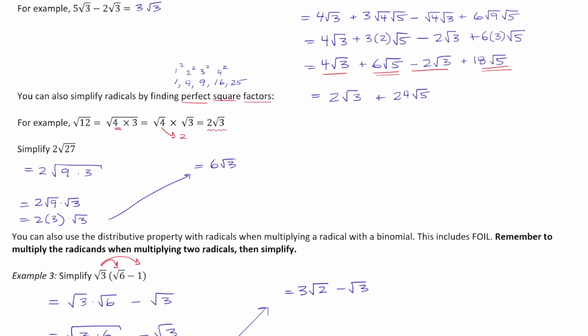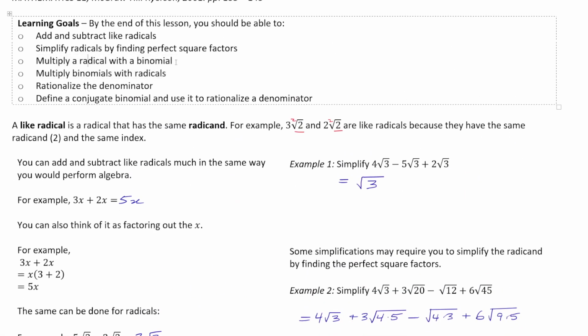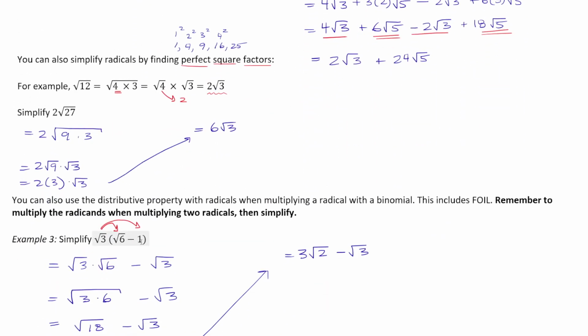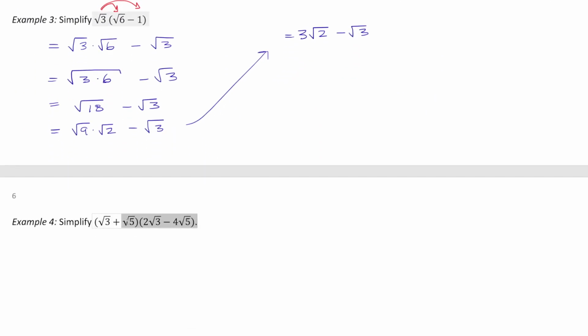Okay, so that is an example of multiplying a radical with a binomial. I got a radical, and I multiplied it with a binomial. Now what we're going to do is multiply binomials that have radicals. So again, this is no different than what we've seen before. We're going to FOIL. Okay? And again, FOIL is just the distributive property.